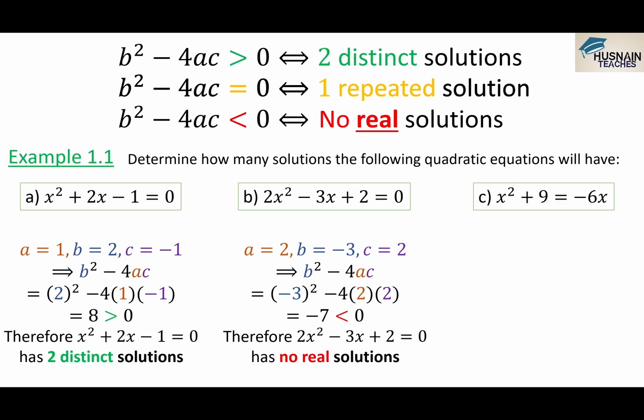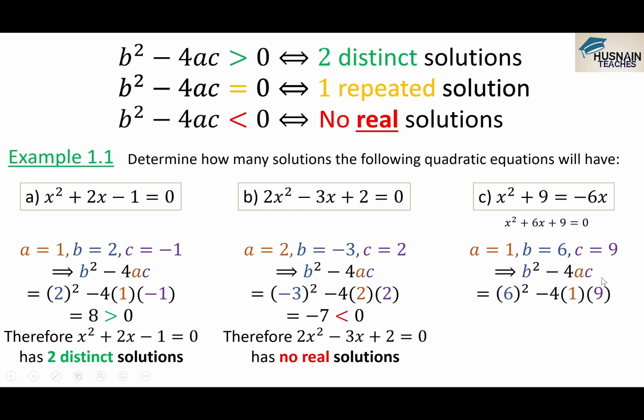Right, for the final example then, the first thing you want to do is rearrange this into a format such that it looks like ax squared plus bx plus c equals 0. And then, again, we write out our a, b, and c. Substituting this in, we get the following. And of course, this equals exactly 0 because we have 36 subtract 36. And then finally, we can say that this is definitely just going to have one repeated solution.